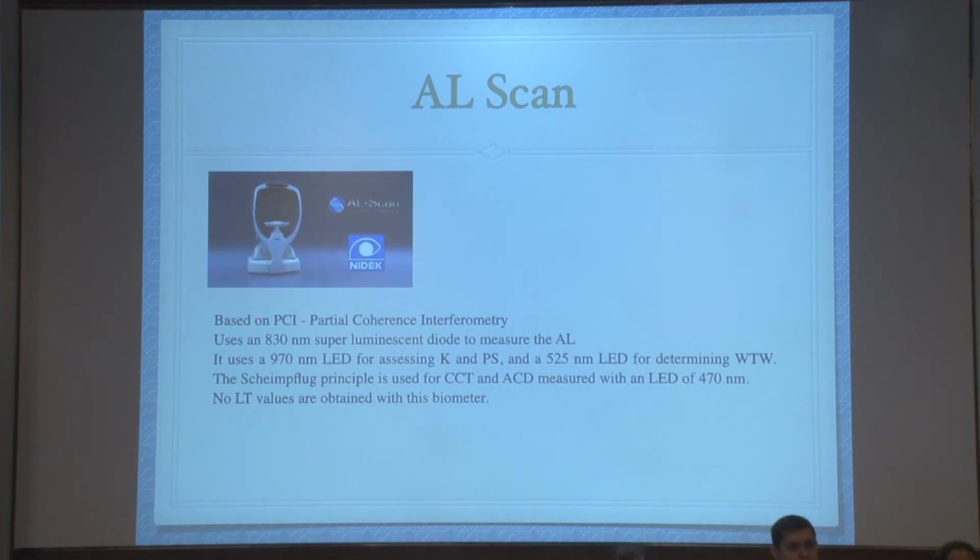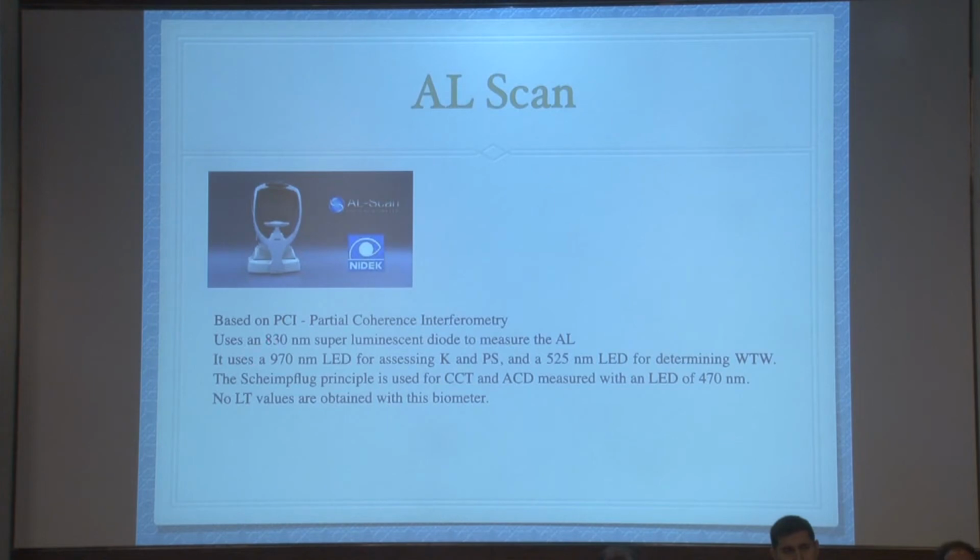And look at the AL-Scan. There are various biometers which I'm now telling you about, what principle they use and what is the method of capturing. So this is the partial coherence interferometry based system, again AL-Scan.